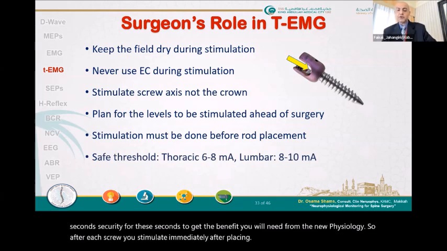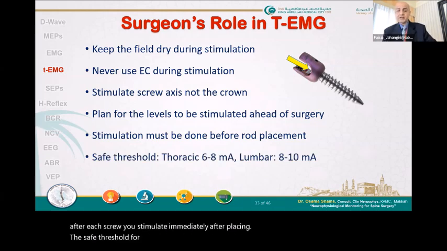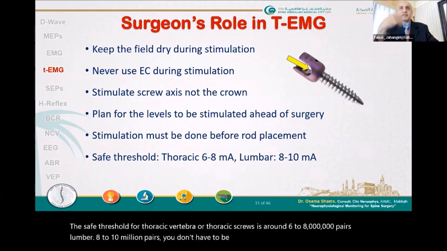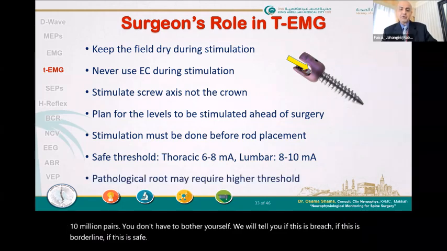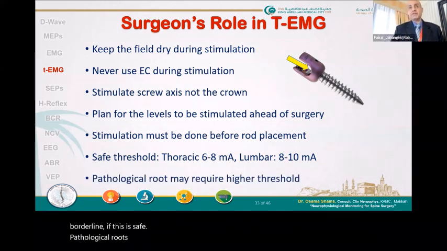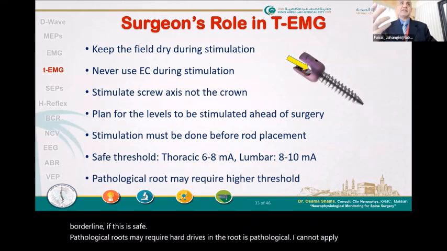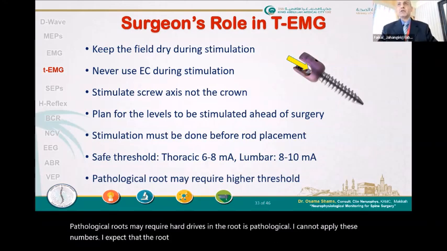The safe threshold for thoracic screws is around 6 to 8 milliamperes, and lumbar 8 to 10 milliamperes. You don't have to bother yourself. We will tell you if this is a breach, if this is borderline, if this is safe. Pathological roots may require higher thresholds. If the root is pathological, I cannot apply these numbers. I expect that the root will respond with a higher intensity of stimulation.